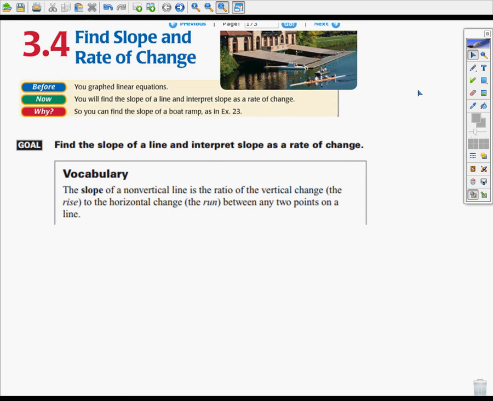Alright, this is lesson 3.4 and it is somewhat of a review. It's finding slope and rate of change. Before this lesson we graphed linear equations, and now you're going to go ahead and find the slope of the line and interpret what the slope is as a rate of change.